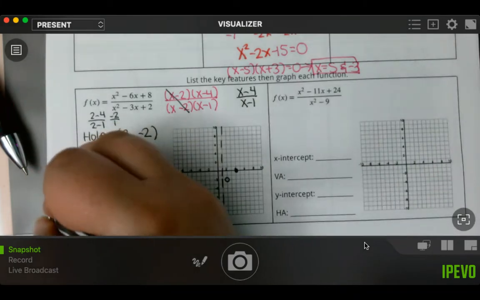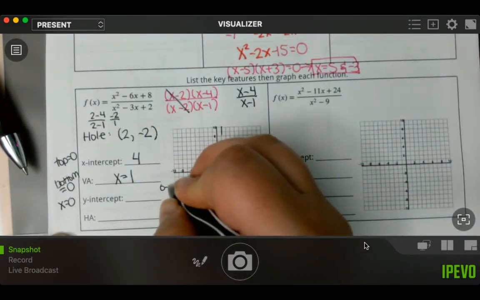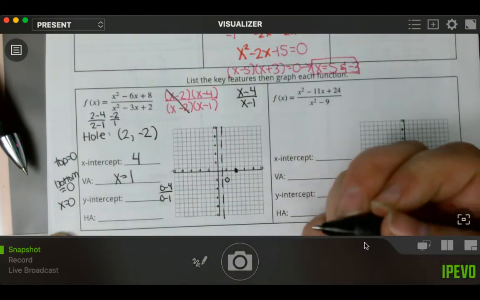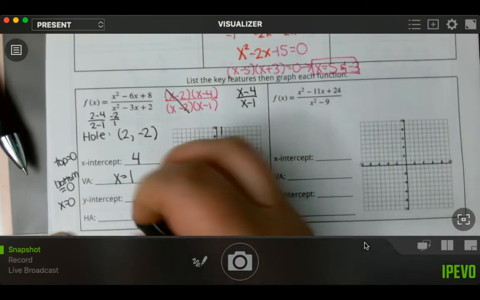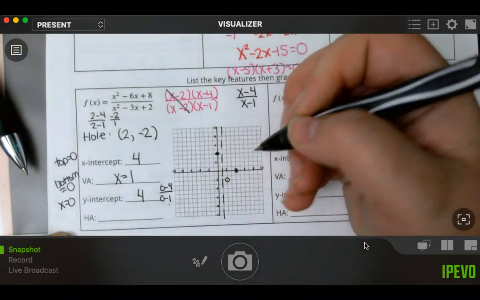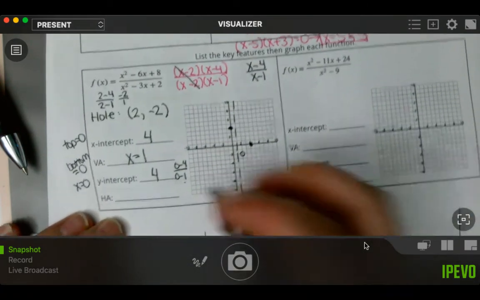For the y-intercept, you plug in x equals 0, which would be 0 minus 4 over 0 minus 1, which is negative 4 divided by negative 1. That's 4. There it goes. And the horizontal asymptote has two rules.